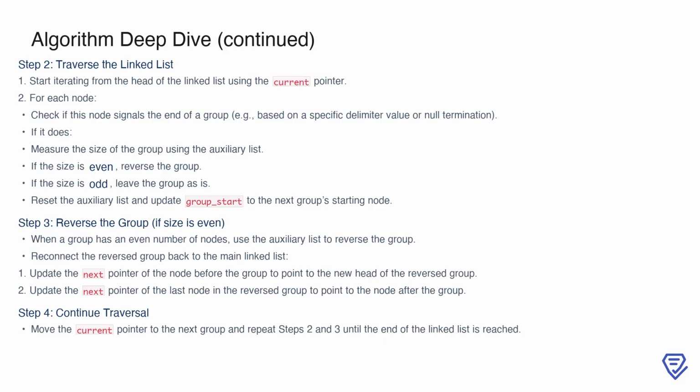To reverse an even-sized group, we use the stored nodes in the auxiliary list. Once reversed, we reconnect the reversed group back into the linked list by updating the next pointers, first linking the node before the group to the head of the reversed group, and then linking the tail of the reversed group to the node after the group. Finally, we continue this process for all remaining groups in the list until traversal is complete.